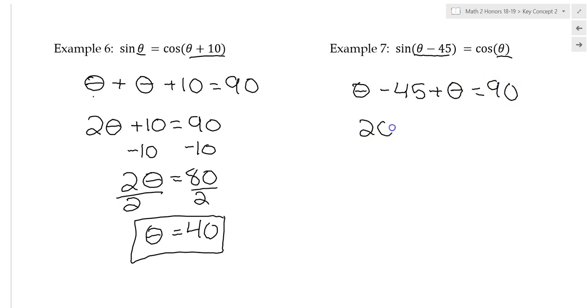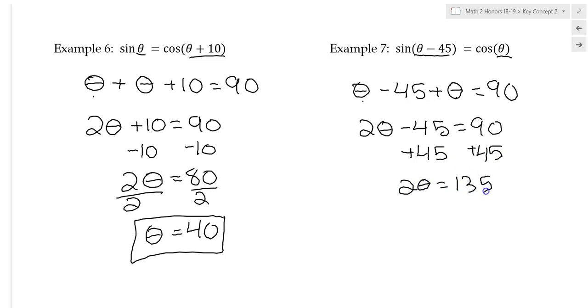Same thing here. Again, I have 2 theta minus 45. I'm just combining these two, so addition and subtraction first. 2 theta divided by 2 equals 135 over 2 degrees, or 67.5 degrees.